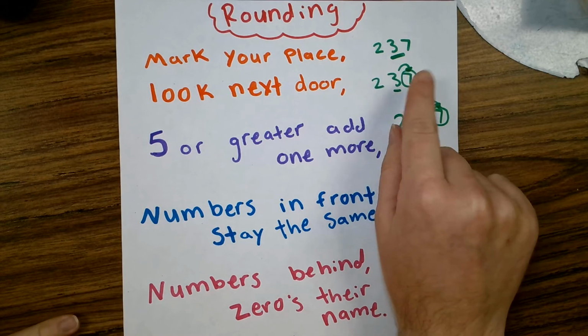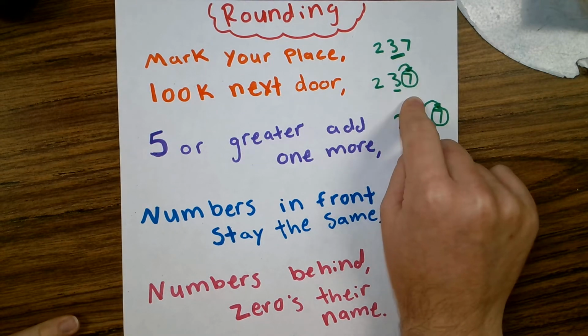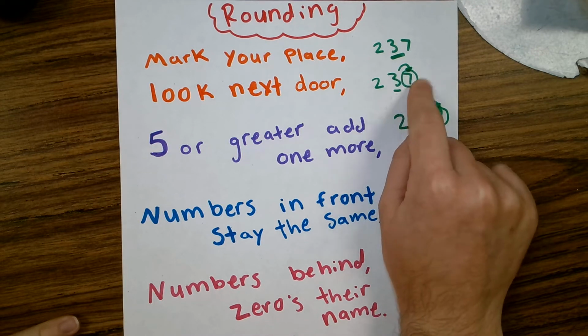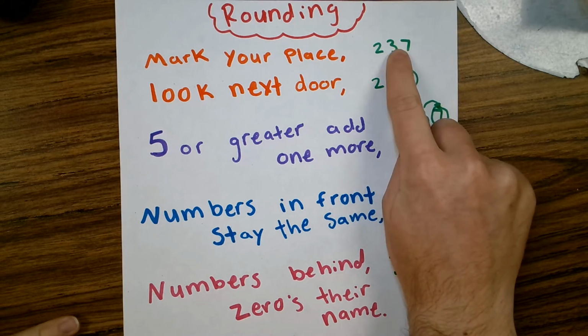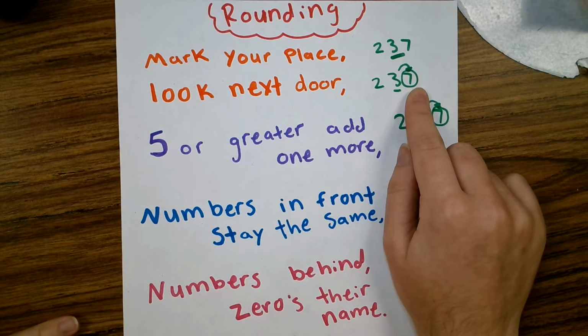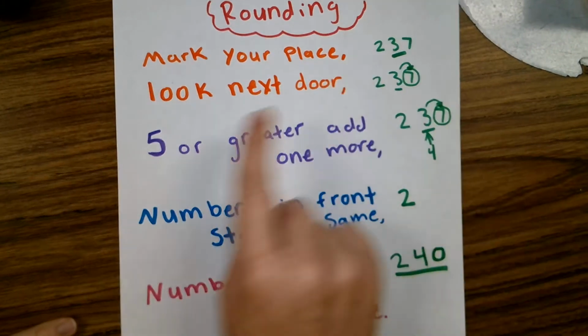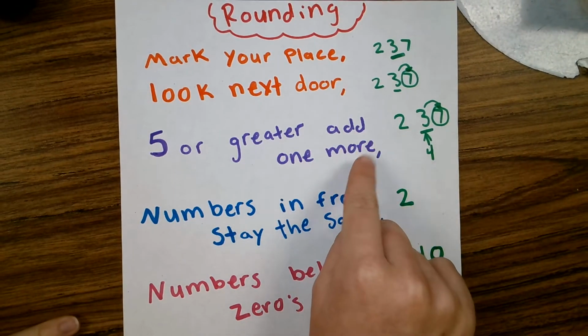And you're going to look next door. You're going to look to the right next door, and you're going to circle that one. You're going to underline the place value, and circle the number to the right of it. So mark your place, look next door, 5 or greater, add 1 more.